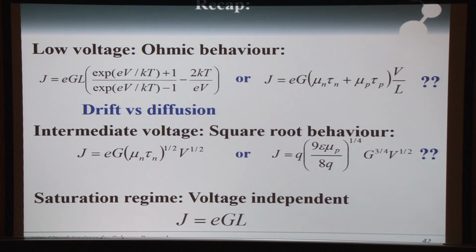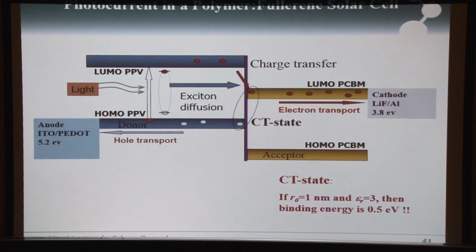So to summarize, you have a linear behavior in the beginning, then a square root behavior at intermediate voltages, a constant photocurrent at maximum voltages, and a special case for samples with an extremely low mobility.